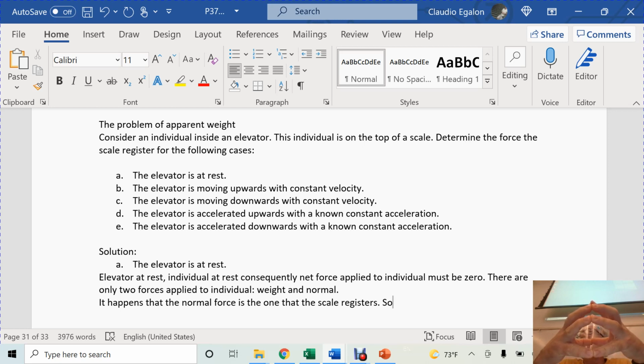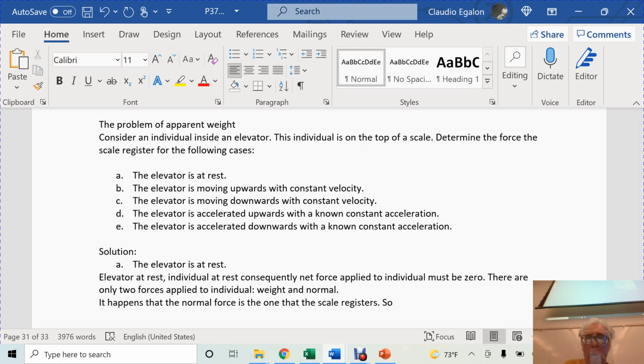Pounds is a force. But if I go to Brazil, my scale there is calibrated to display the mass of the individual in kilograms. If I want to know the force, I have to multiply that by g, which is approximately 10. It's not a difficult calculation to make, right? So the normal force is the one that the scale registers.